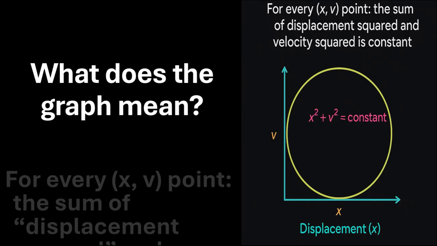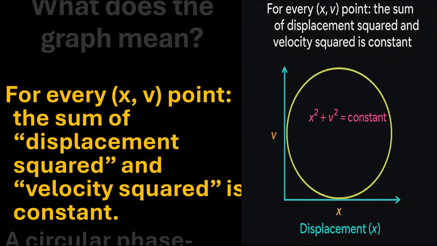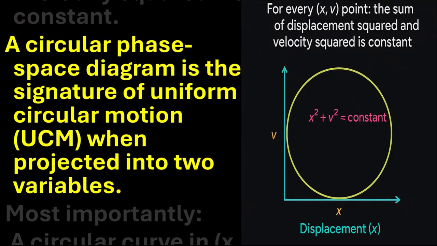Like I said earlier, we're trying to make sense out of both the maths and the physical part of it. First, the maths part. For every x comma v point, the sum of displacement squared and velocity squared is a constant, like we discussed. Now, a circular phase space diagram. When I say phase space, it is not velocity displacement here. We're talking about a separate concept altogether. A circular phase space diagram is the signature of uniform circular motion when projected into two variables.